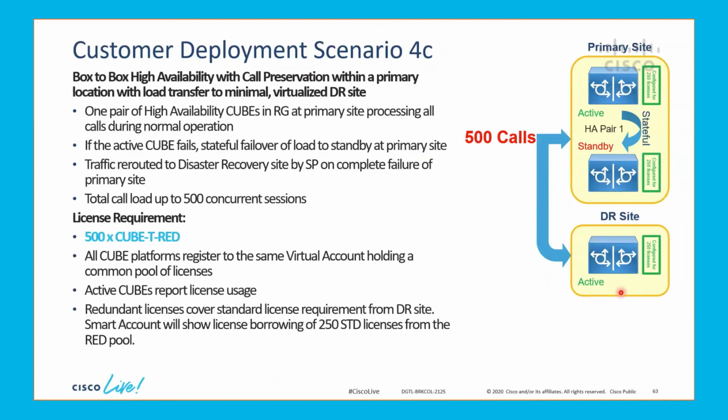So the licensing requirement in this case, because it's an HA pair, is CUBE T red, right? So get 500 quantity of CUBE T red, and what will happen is not only will it provide stateful preservation within the data center, but also fail over to the DR site. Active CUBEs only report licensing usage. The redundant licenses cover the standard licensing requirement. From the DR site, the smart account will show license borrowing of 250 standard licenses from the red pool.